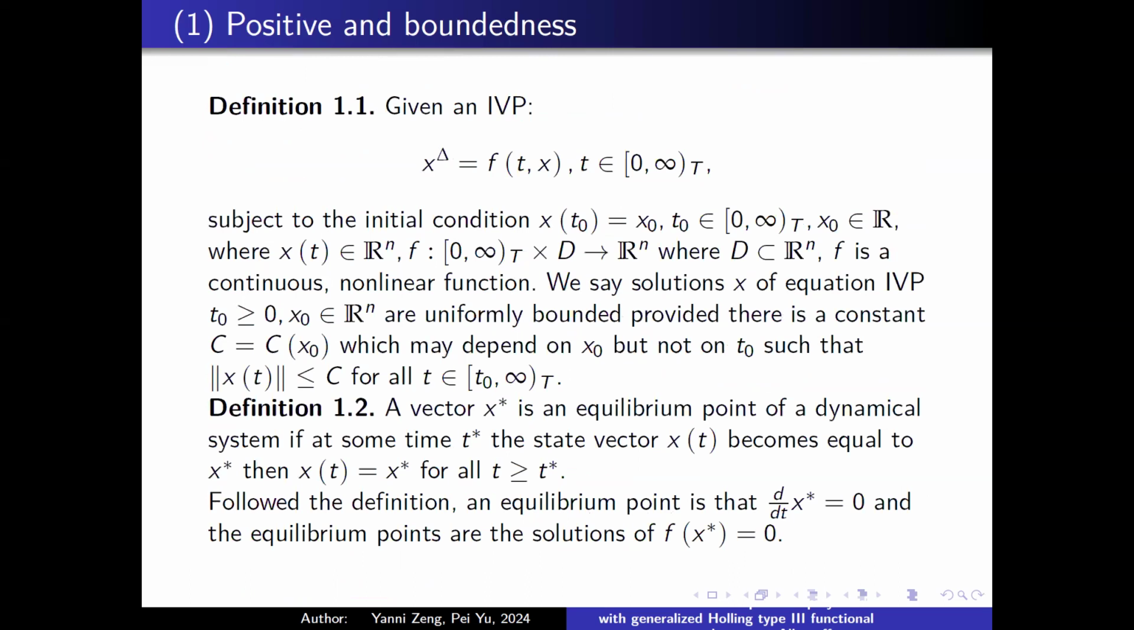Okay, and the next one we will discuss is positivity and boundedness. We need to ensure that the model is positive for the values. And we investigate the boundedness of the model to ensure that we can find the existence of the solution of the model.